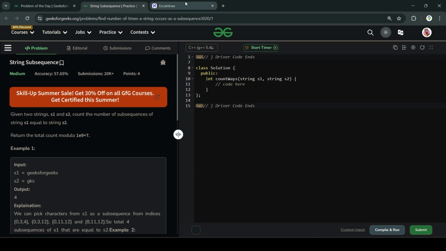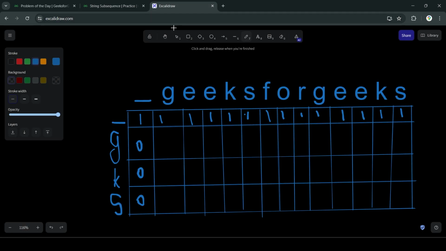So how can we do that? Let us discuss that. You may be familiar with this tabulation. If you don't know what LCS is, then I would suggest please watch LCS first, then it will be easier for you, or at least have some concept of DP, then it will be easier for you, I guess.